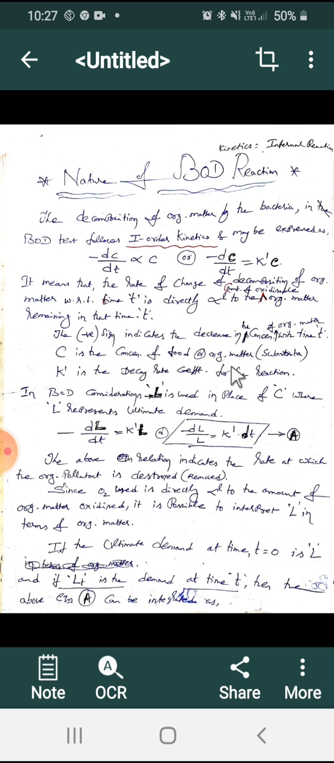Now the next topic is the nature of BOD reaction. How to determine the BOD, and during that, collecting the wastewater and analyzing, there are so many steps. Those steps I will explain in the next class. Try to understand, be ready on this, the nature of BOD reaction. Thank you one and all. I will continue in the next class.